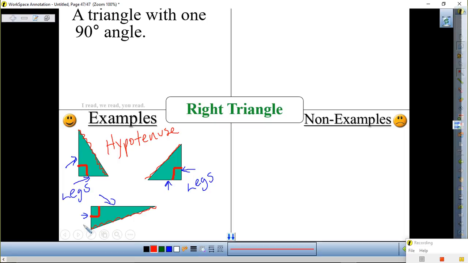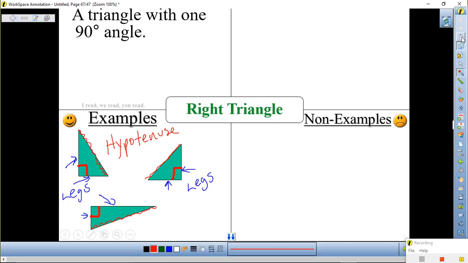If the hypotenuse is the longest side, what are the other two sides named? Tell your neighbor. Very good. Legs. You see what I did there? All right. So once again, if the longest side is the hypotenuse, the other two sides are called legs. Very good. We got that, right? Okay.